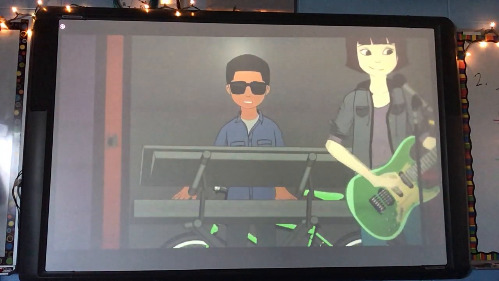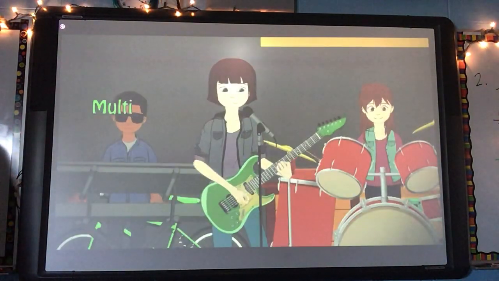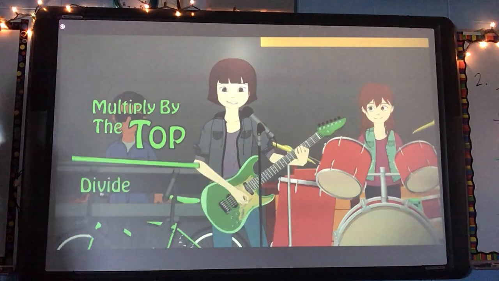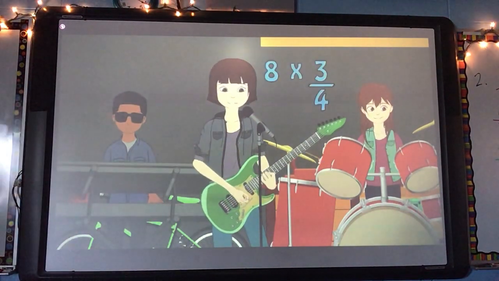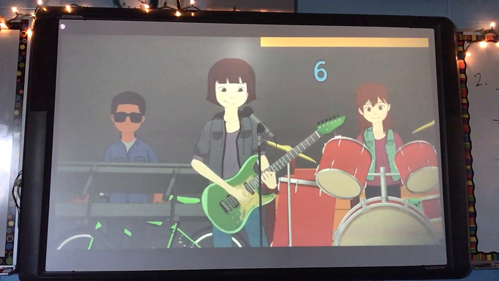Multiplying whole numbers by fractions is awesome. Well, there's a similar problem we'll not have forgotten. Multiply by the top, divide by the bottom.